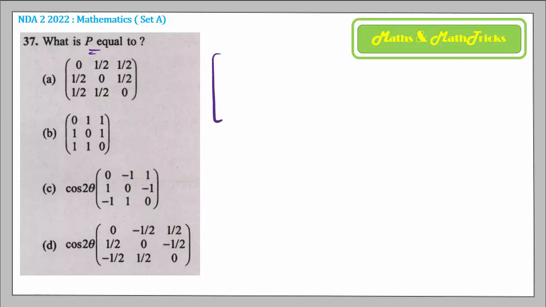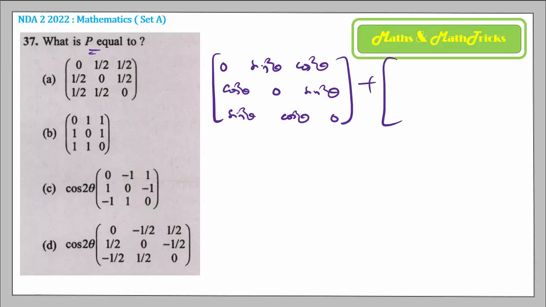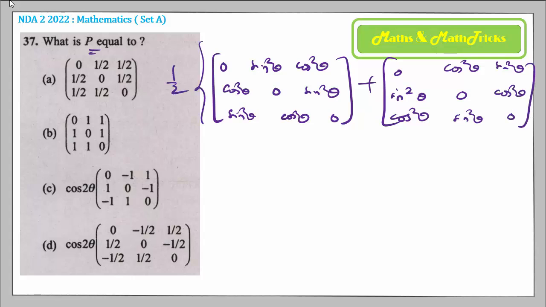So when you are adding A and A dash, let me write the matrix A. It's 0, sine square theta, cos square theta. Then you have cos square theta, 0, sine square theta. Then you have sine square theta, cos square theta and 0. This is added to the transpose of this matrix, which is 0, sine square theta, cos square theta, then cos square theta, 0, sine square theta, sine square theta, cos square theta and 0. You are adding and dividing it by 2, right, the whole matrix.